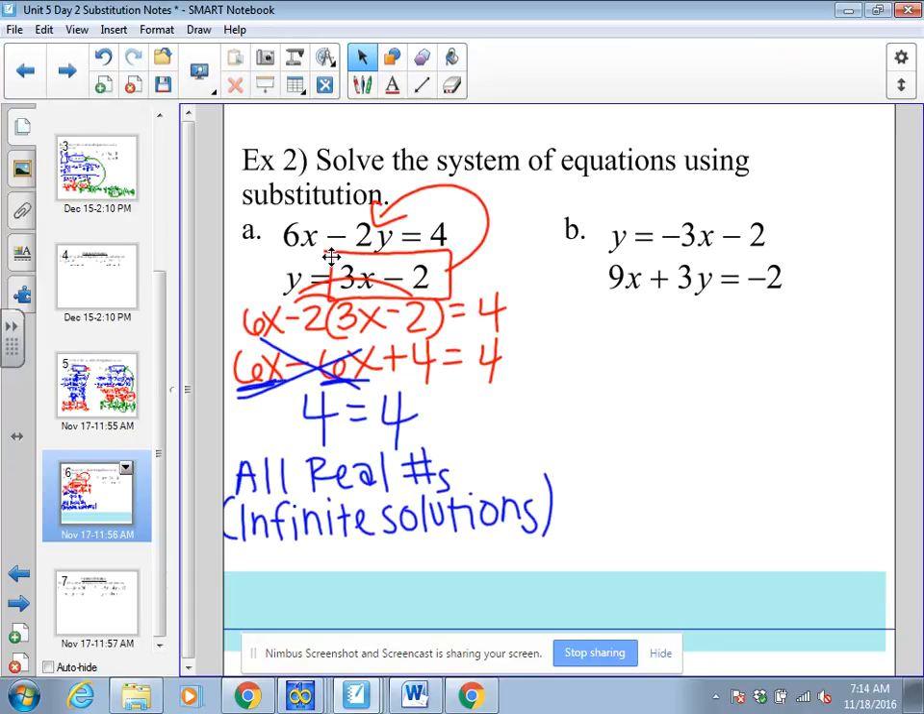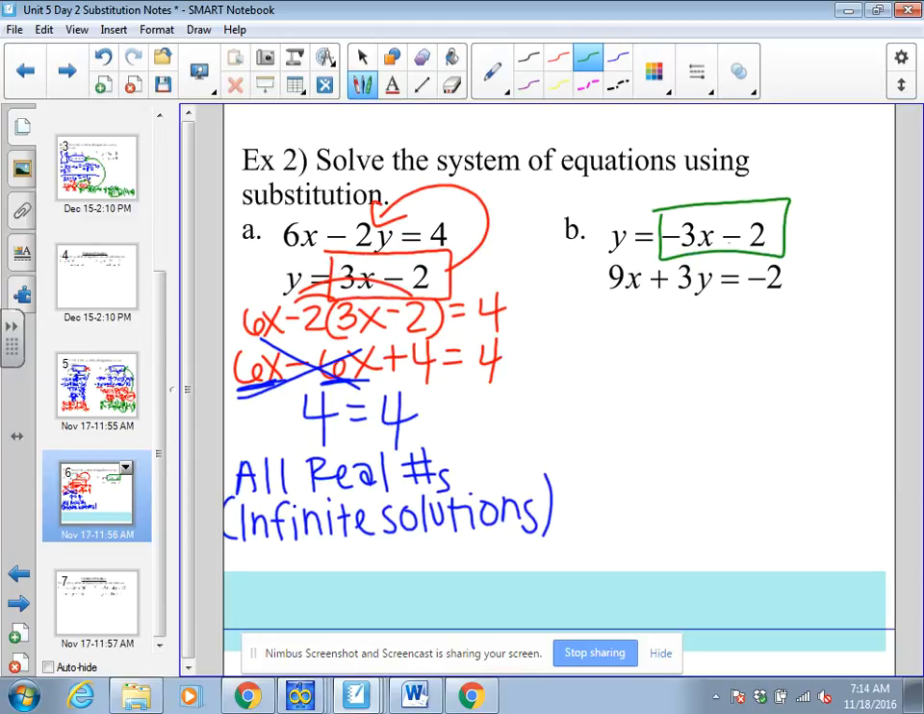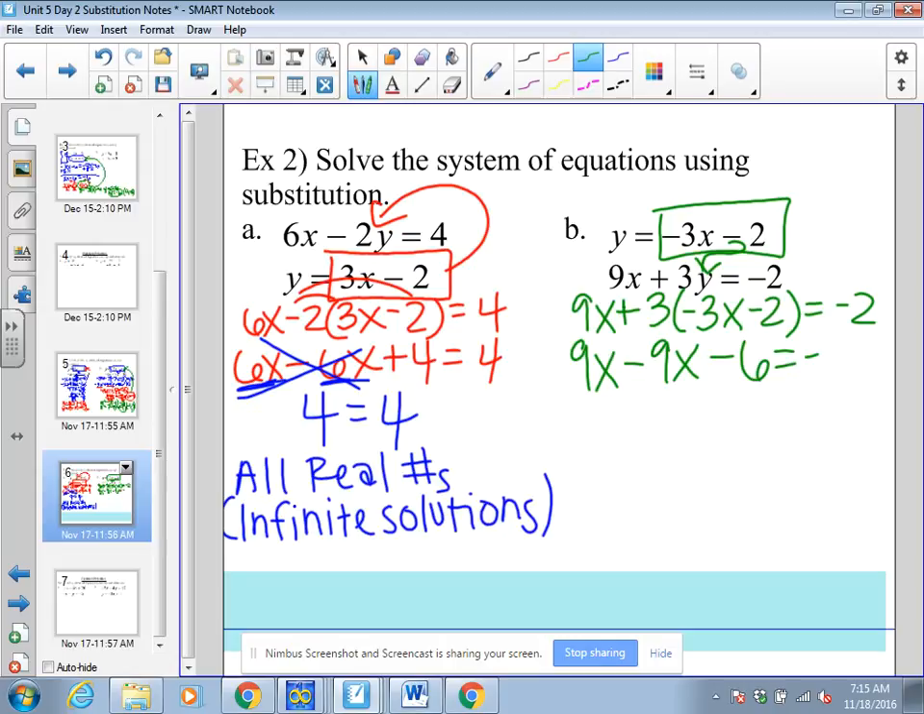Let's look at the opposite end of the spectrum here. I look at example B, and I plug in my slope-intercept form into my standard form. It's going to give me just positive 9x plus 3 times negative 3x minus 2. That gives me 9x minus 9x minus 6 equals negative 2. And just like before, I'm going to combine my like terms before I go on. So 9x minus 9x, those cancel. And that leaves me with negative 6 equals negative 2.